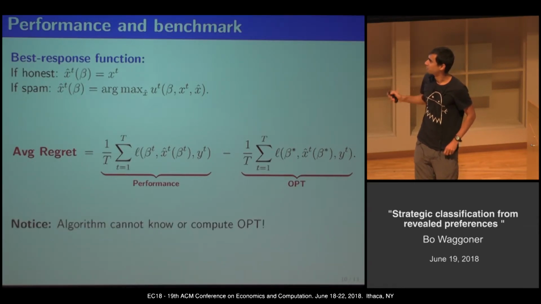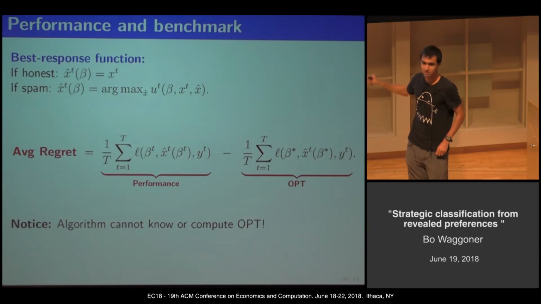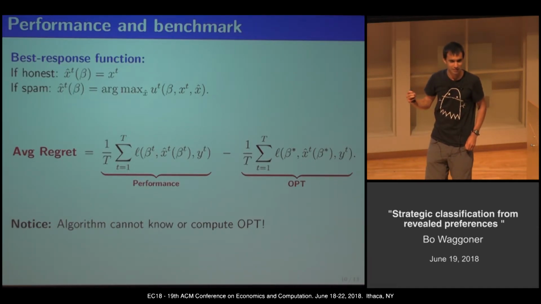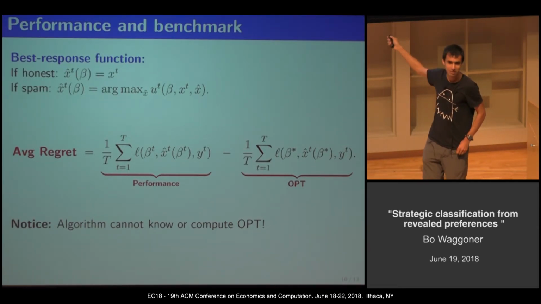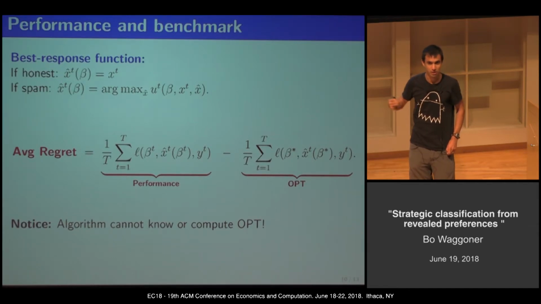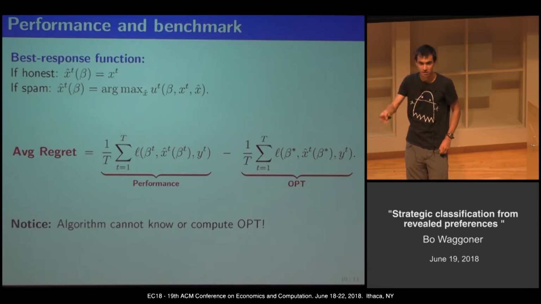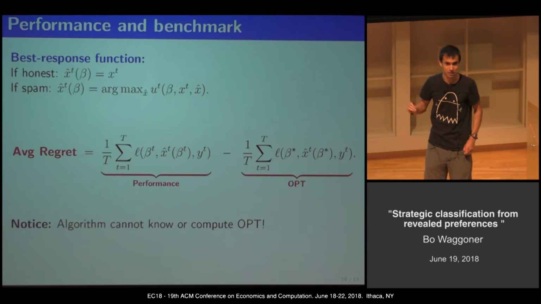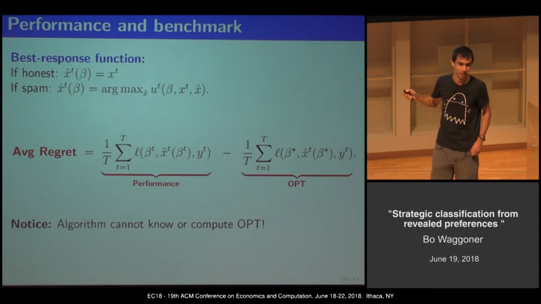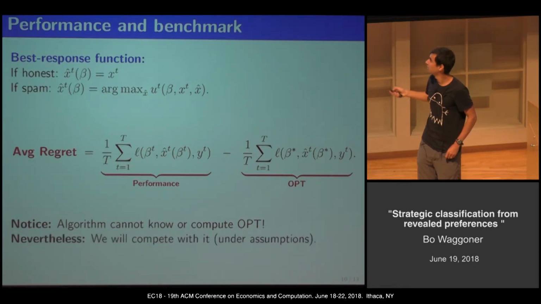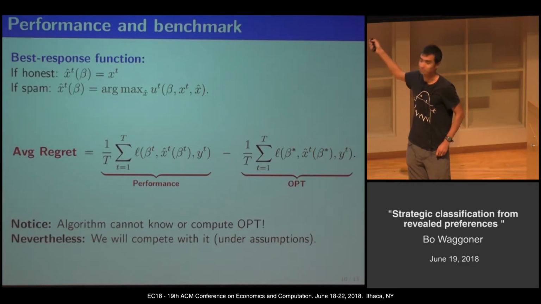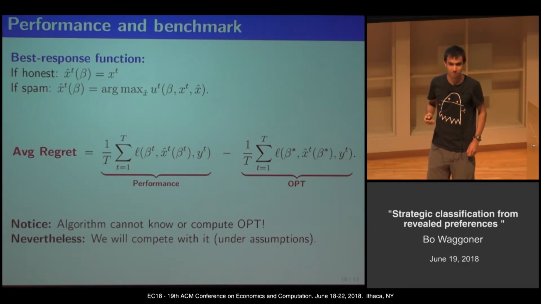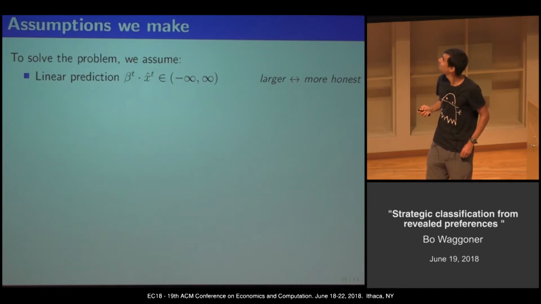Okay. One side note, it's kind of interesting that the algorithm can't actually look at the data it has and compute what opt is, right? Because it doesn't know all the preferences of those agents. It just gets to see what the actual emails were sent. So it doesn't know how they would have responded necessarily. But under some strong assumptions, we can still compete with this opt. Okay, so let me tell you about those now.